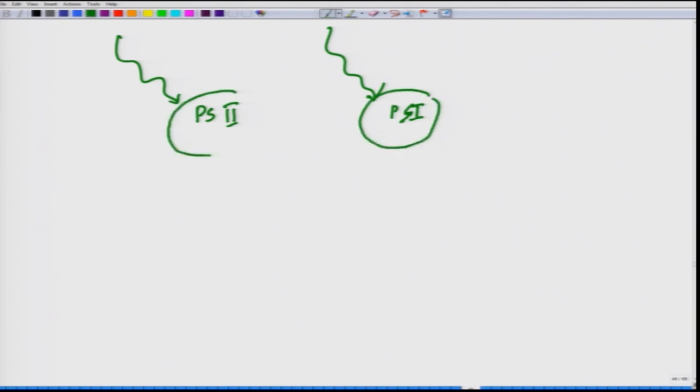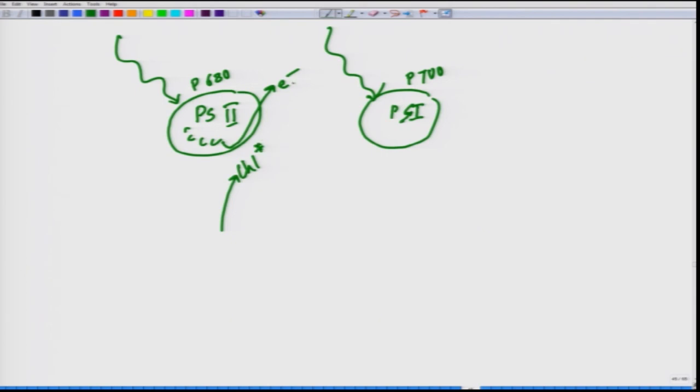So, you have photosystem 1, photosystem 2 and photosystem 1. Light falls on both these photosystems, and these photosystems are what we talked about, P680 and P700. This one is activated at P680, and this is photosystem 1, which is getting activated at P700. Now, from the reaction center of chlorophyll, one electron is getting ejected. Once an electron is ejected, the chlorophyll becomes devoid of an electron.